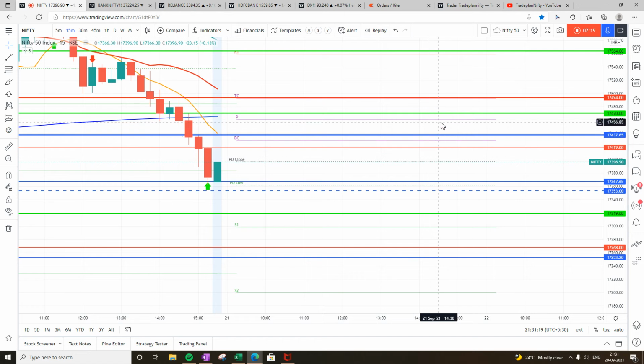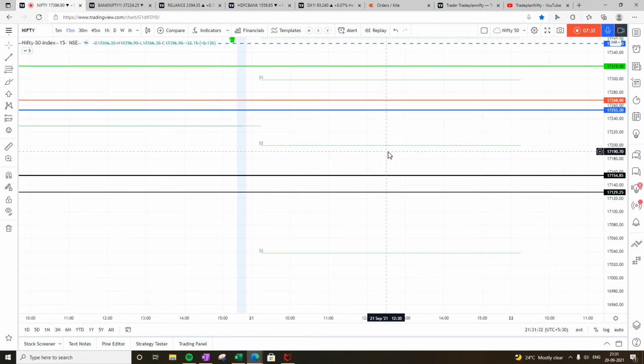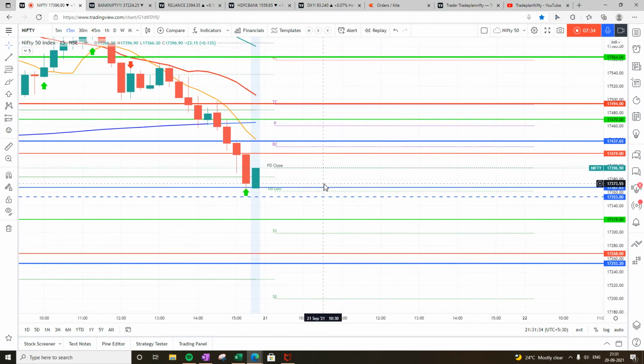Second option is that it will open below pivot and it will start going down. In that scenario, a 15-minute breakout beyond the previous day low and weekly pivot of 17,352 could be a breakout entry for a target of 17,130. So that's the second option.